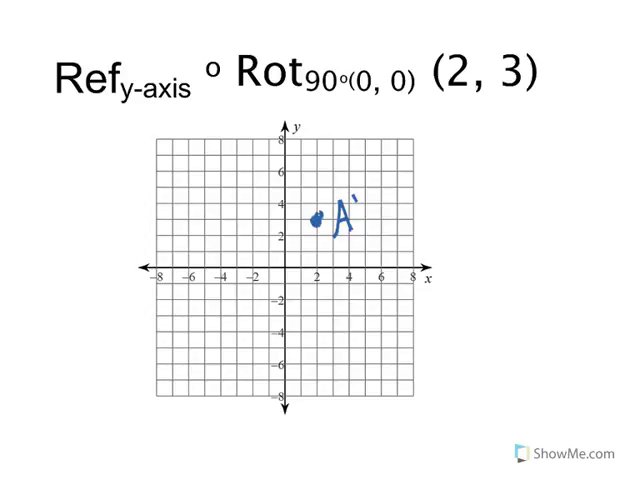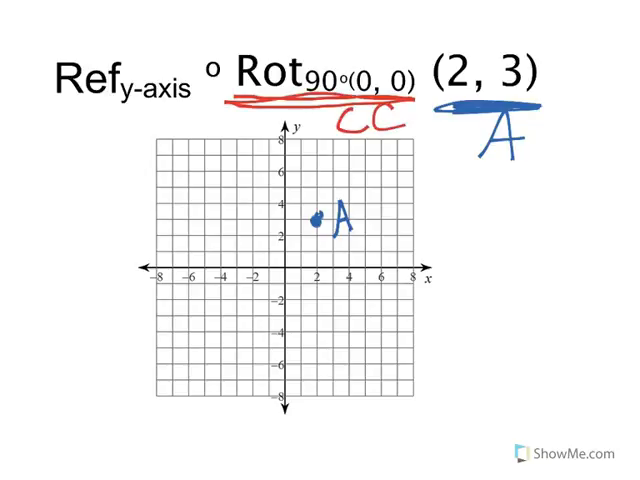I'm starting with the point 2, 3. That's the point I'm going to plot. I'm going to call that A. Now the first transformation I'm going to do is rotate 90 degrees around the origin. Remember, if it's not written, then it's assumed that it's counterclockwise. So when we rotate 90 degrees counterclockwise, we can take the image and turn it a quarter turn to the left.